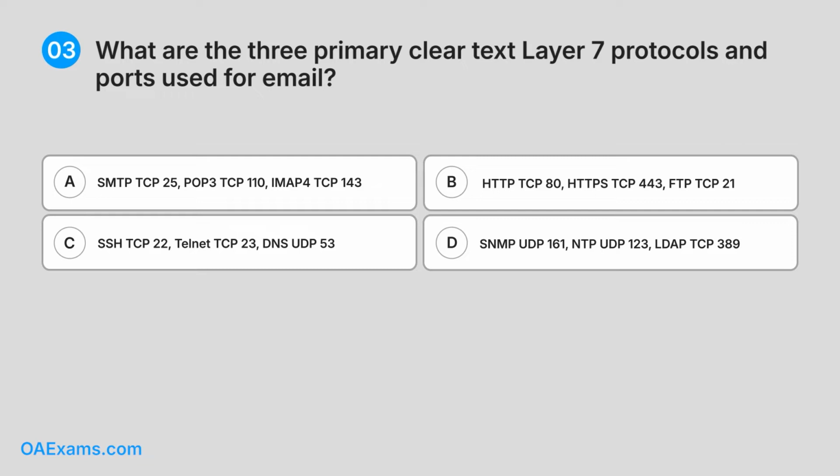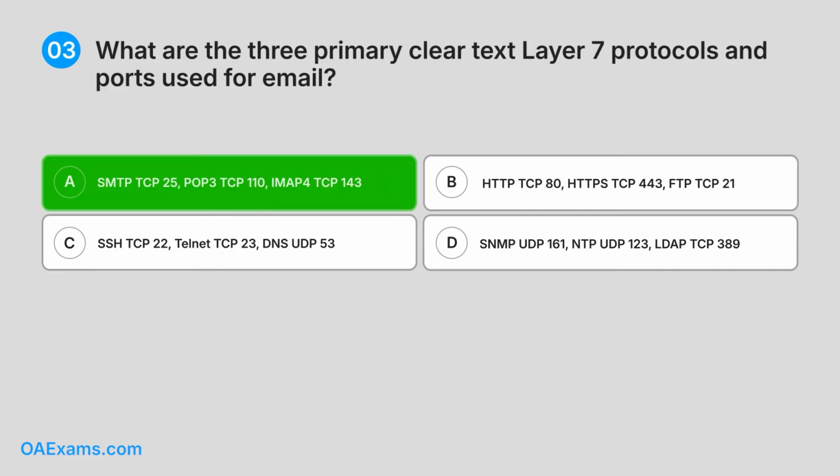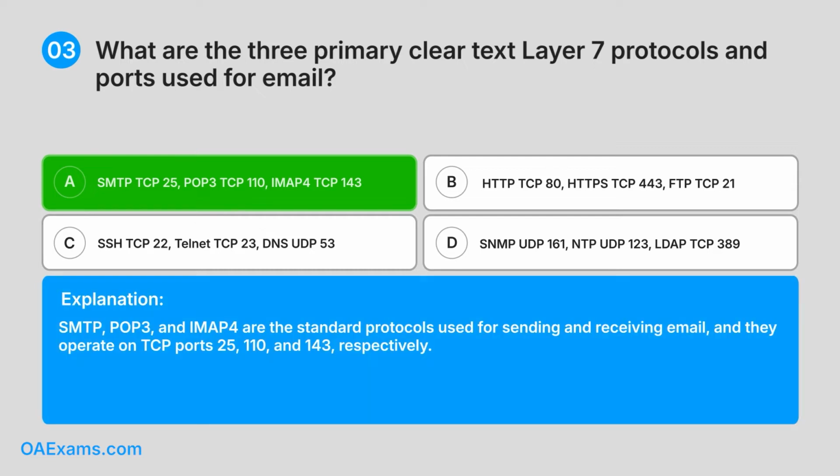3. What are the 3 primary clear text layer 7 protocols and ports used for email? A. SMTP TCP 25, POP3 TCP 110, IMAP4 TCP 143. B. HTTP TCP 80, HTTPS TCP 443, FTP TCP 21. C. SSH TCP 22, Telnet TCP 23, DNS UDP 53. D. SNMP UDP 161, NTP UDP 123, LDAP TCP 389. Can you guess the answer? Correct answer: A. SMTP TCP 25, POP3 TCP 110, IMAP4 TCP 143. Explanation: SMTP, POP3, and IMAP4 are the standard protocols used for sending and receiving email, and they operate on TCP ports 25, 110, and 143, respectively.